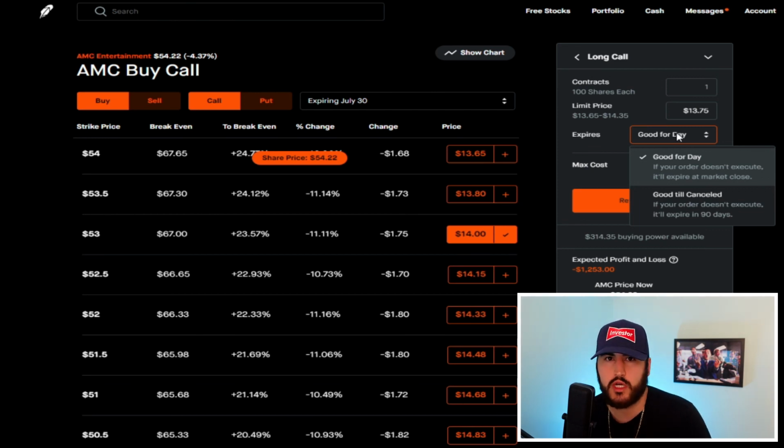Because at least with shares, if you're paying attention, you can enter a limit order. You can enter an order to sell your stock if you start to see a drop. But with options, you are stuck. You can only execute trades during market hours.